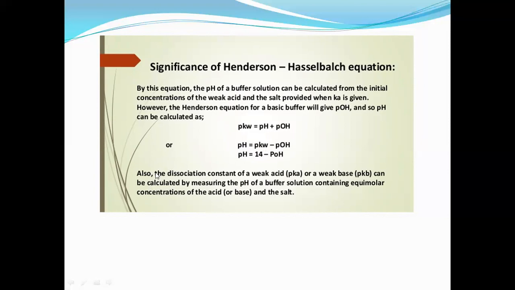So the dissociation constant of a weak acid, the pKa, or of a weak base, pKb, can be calculated by measuring the pH of a buffer solution containing equimolar concentrations of the acid or base and salt.